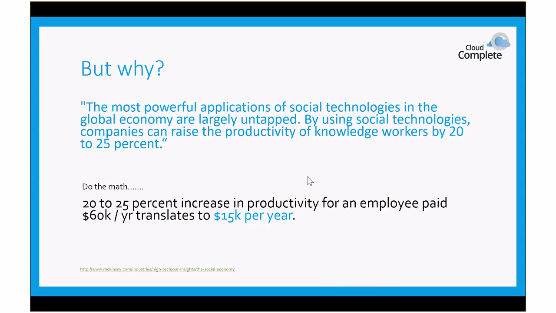So what they say is that by using social technologies, which are things like instant messaging, group chat, and other collaboration tools that have been born in the cloud, we can actually increase the productivity of our knowledge workers by 20 to 25%, which on a modest salary, as you can see there, adds up to quite significant savings. And as you add more employees into the mix, that starts to really add up. So people can actually get a lot more done and be a lot more effective, which ultimately will save money.